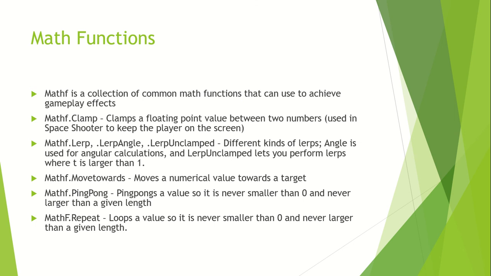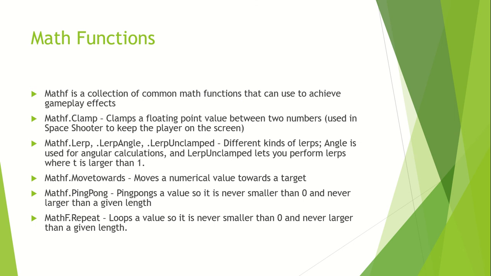Lerp functions, we've seen a bunch of lerping stuff in the past, and they are for doing different kinds of lerps. If you want to know what the angle and unclamped ones are, angle lets you do angular lerps, so as opposed to doing a straight line lerp, you can do lerps that follow an angle. And lerp unclamped lets you do lerps where t is higher than 1. The typical setup for a lerp is always that t is between 0 and 1. If for whatever reason you want it to be allowed to be higher than 1, then you can use lerp unclamped for that, and it will let you set t to a different number.